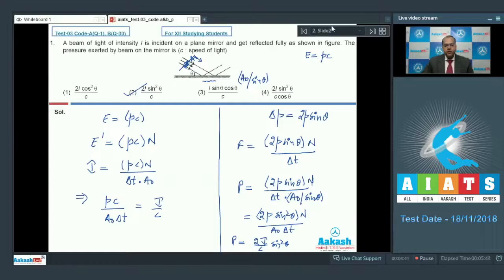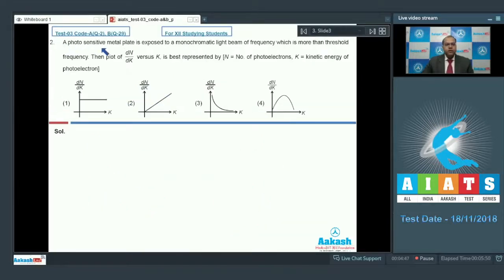Let's move to question number 2. In question number 2, a photosensitive metal plate is exposed to a monochromatic light beam of frequency more than the threshold frequency. Then the plot of dn by dk versus k is best represented by, where n represents the number of photoelectrons and k is the kinetic energy of the photoelectron. It means that dn by dk represents the rate of change of the number of photoelectrons with respect to their kinetic energies. We know that in the photoelectric effect, the kinetic energy of the ejected photoelectron varies from 0 to kinetic energy maximum.